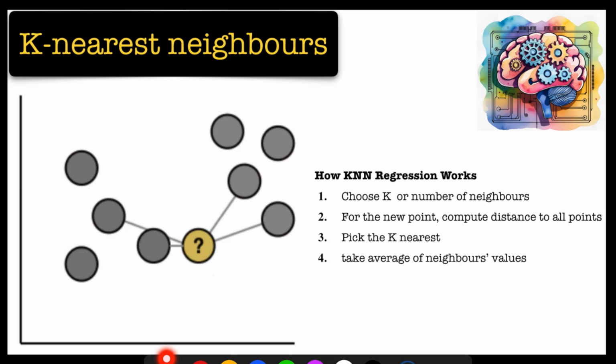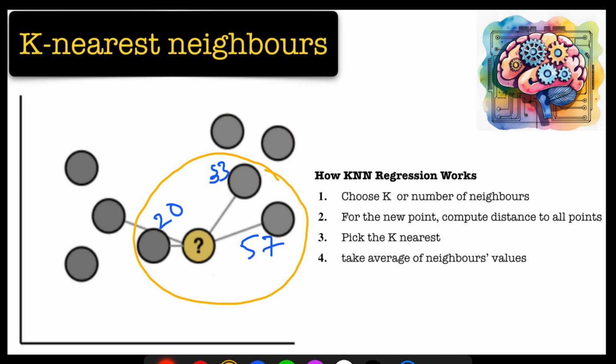What happens for KNN regression? We choose k, or the number of neighbors. For the new point, we'll compute the distance to all points. But the data set we have is labeled not with classes, right? We'll have some continuous values assigned to the data. So if k is 3, we'll find the 3 nearest data points, take the average of these 3, and assign it to the new data point. So this is the idea of KNN regression.